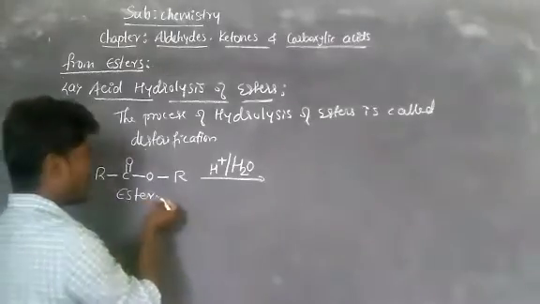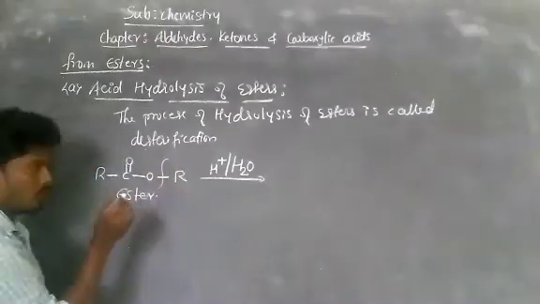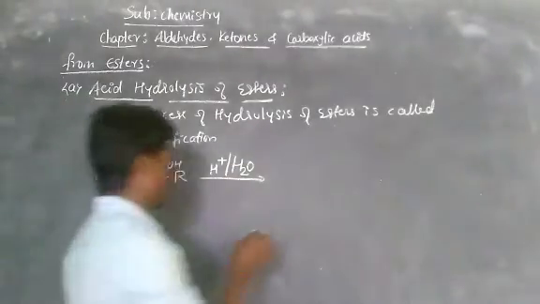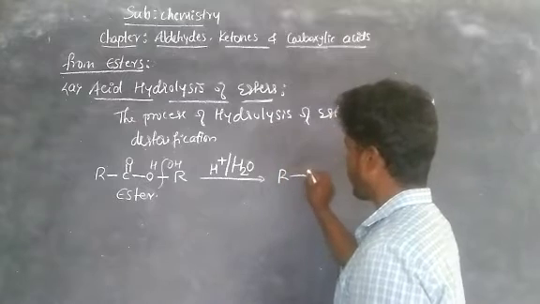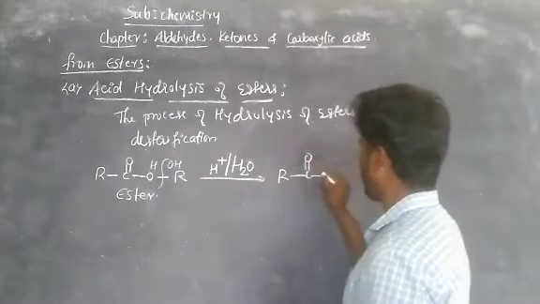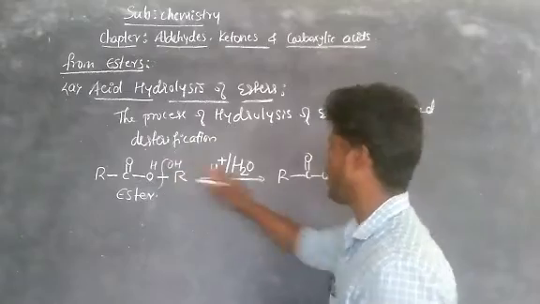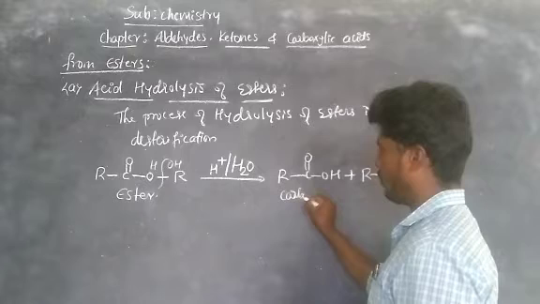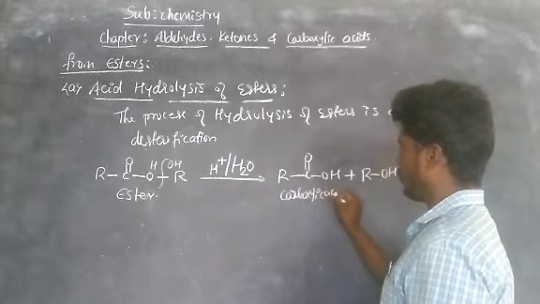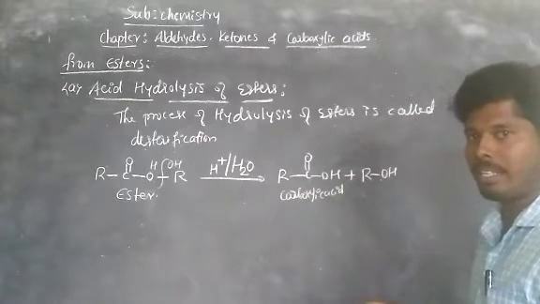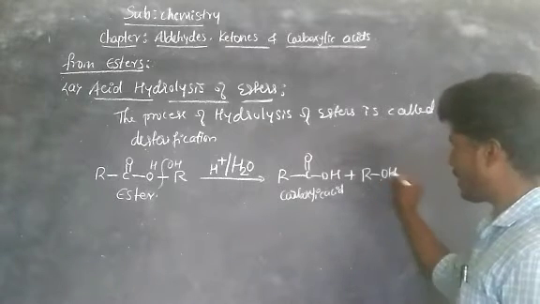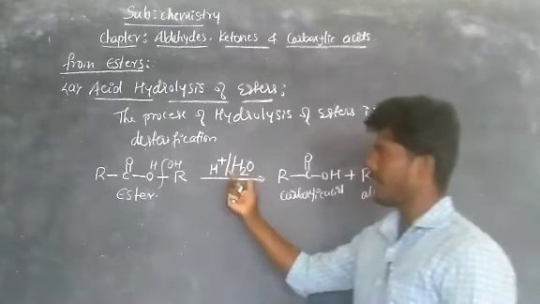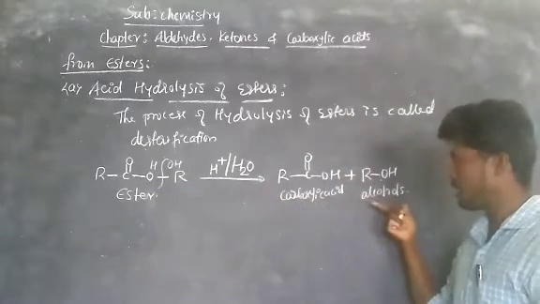Now on hydrolysis, the bond cleaves. One side gets H from water and the other side OH. The resulting products are RC double bond O OH plus ROH, that is R bond OH. What is its name? Carboxylic acid, this is the general representation. And ROH is alcohol, the general representation of alcohol. So on acid hydrolysis, an ester gives carboxylic acids and alcohols.